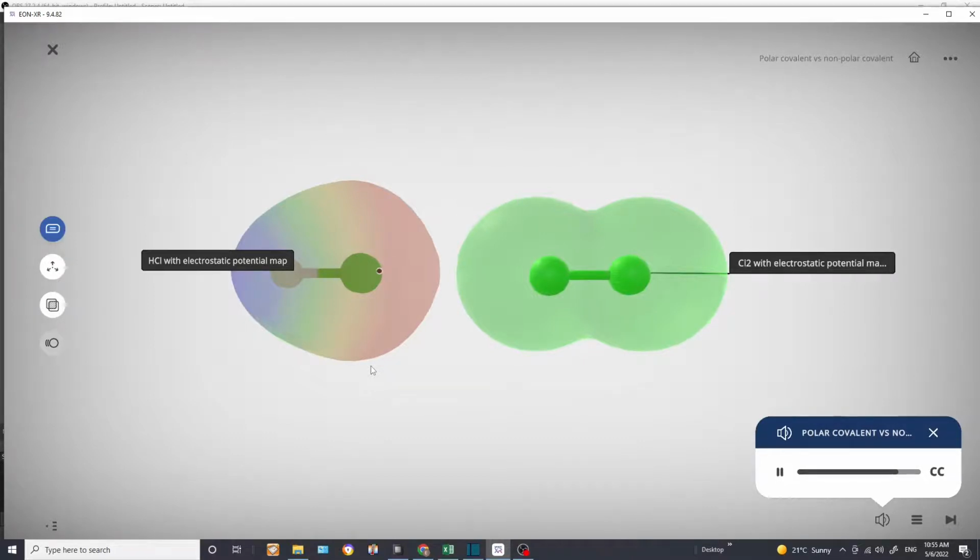In the case of the chlorine molecule, the electrons forming the bond are equally shared between the two chlorine atoms since their electronegativities are the same. The bond between the two chlorine atoms is nonpolar covalent.